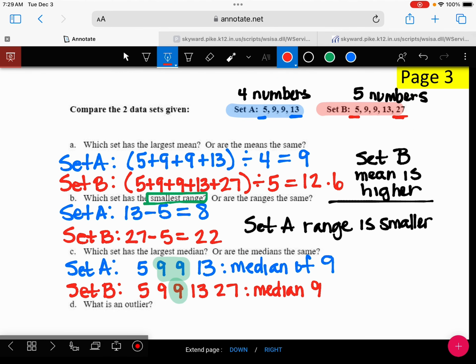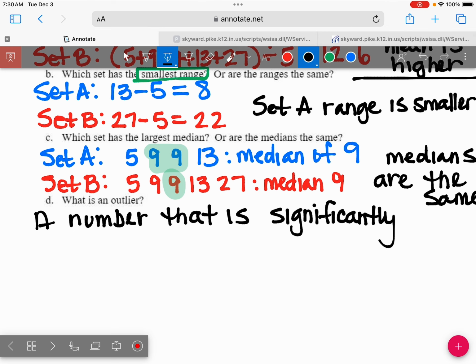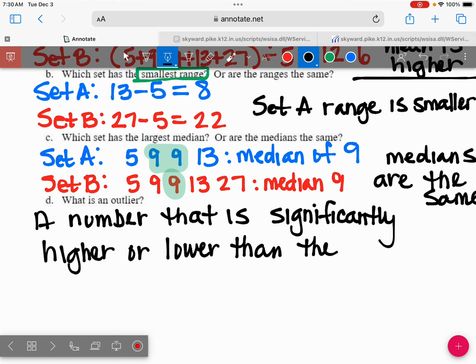An outlier is when you have a number that is significantly, which means it's a big difference, significantly higher or lower than the other numbers. That's what an outlier is.